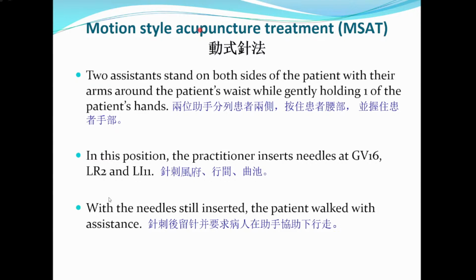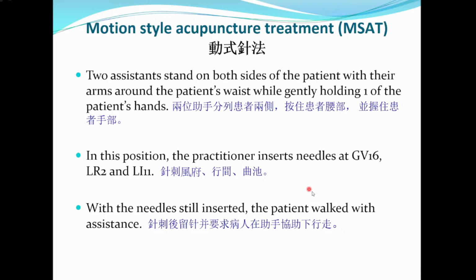They used 3 points, but 5 needles only. Two assistants held the patient in the middle to support them and prevent falling down. They put the 5 needles in GV16 at the back of the head, bilaterally Liver 2 between the big toe and second toe, and Large Intestine 11 in the elbow area. They left the needles in the body while asking the patient to walk back and forth, and the two assistants supported the patient to make sure they did not fall down.